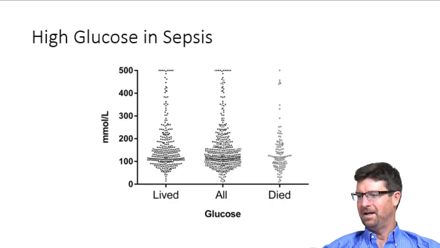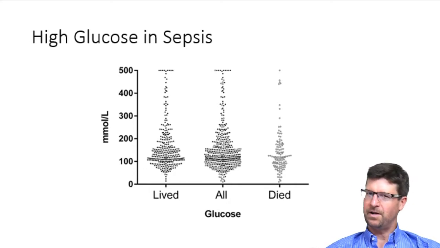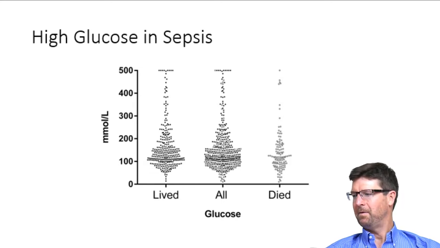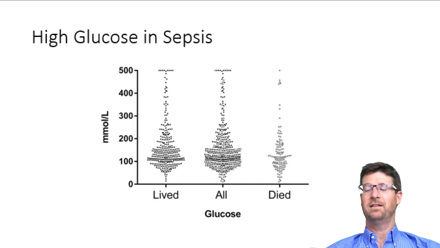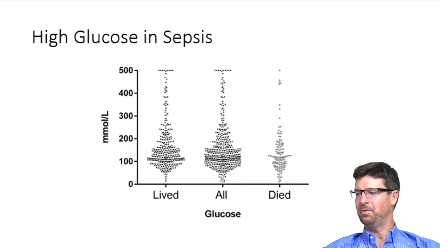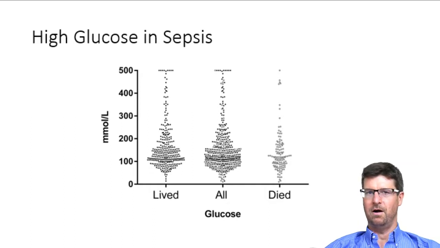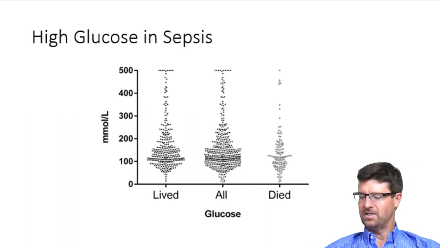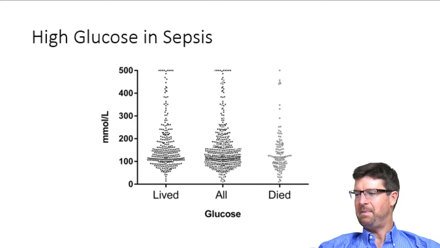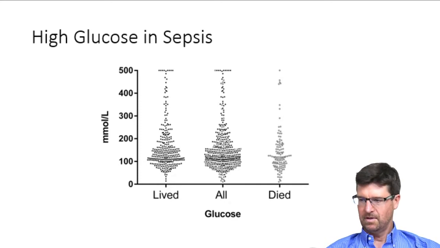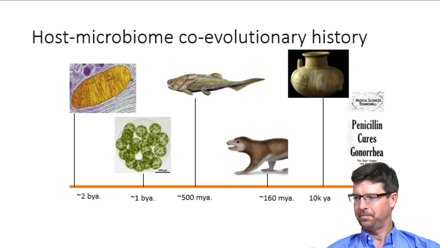And here are data from our own hospital. These are blood sugars. We'll say that 100 to 120 is normal. What we can see here is the distribution of blood sugars in patients with sepsis who were admitted to the hospital. The people who lived look quite similar to the overall group, and the people who died, if anything, appear to have a slightly lower blood sugar overall. So having a high blood sugar does not mean that you're necessarily going to die. In fact, many patients with very, very high blood sugars survive sepsis. So this is interesting work that we're working on right here at the University of New Mexico.